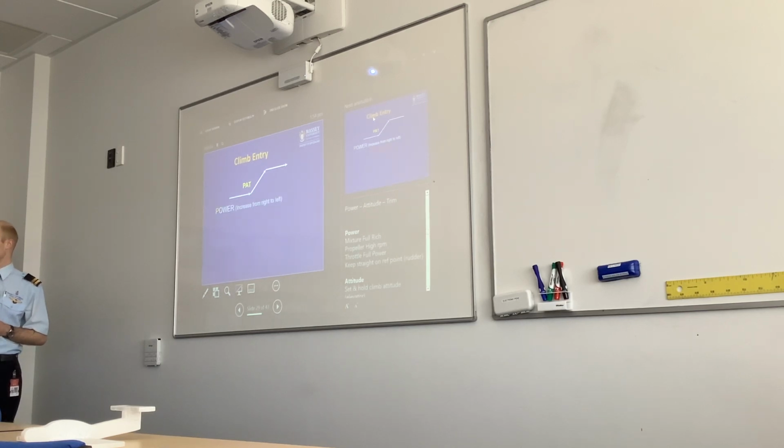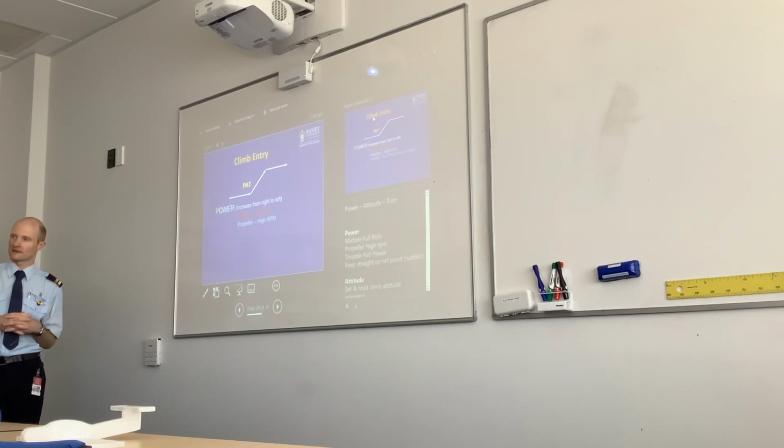So power, we increase the power from right to left. We ensure that the mixture is full rich, push that all the way forward. The propeller, we set to high RPM, push that all the way forward smoothly. And then the throttle, we always set full power in a DA40 for the climb, so we push the throttle all the way forward smoothly.